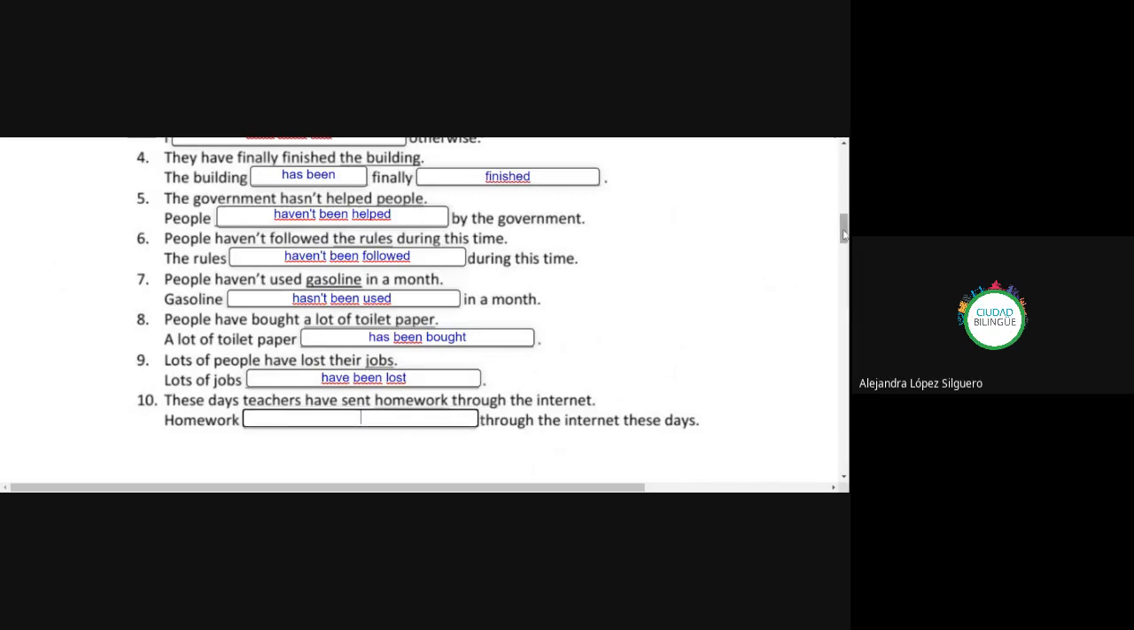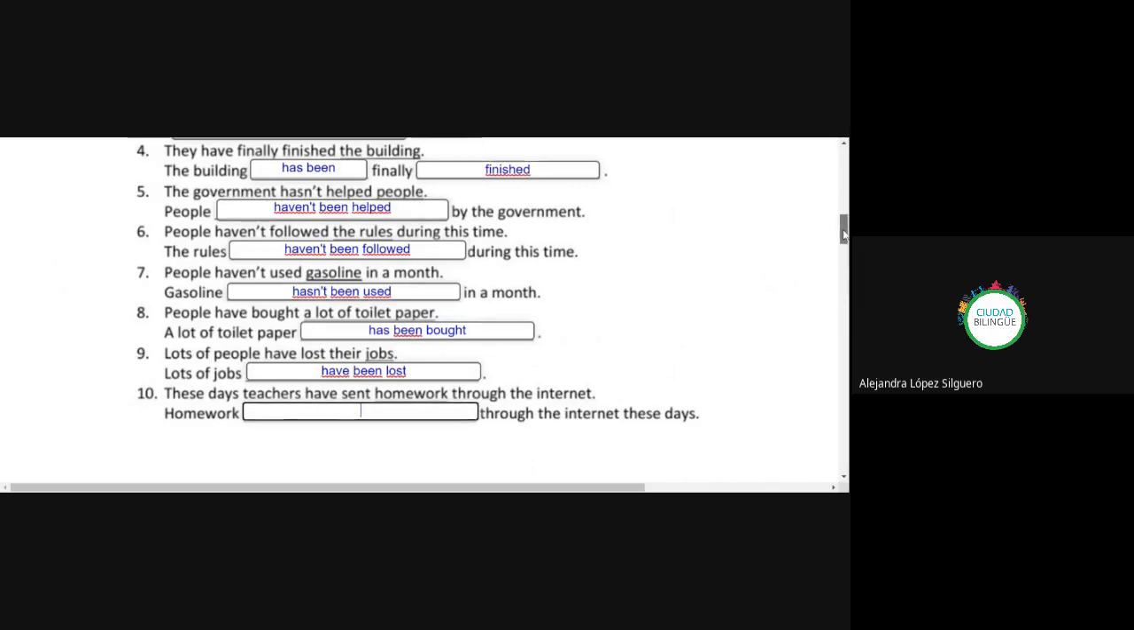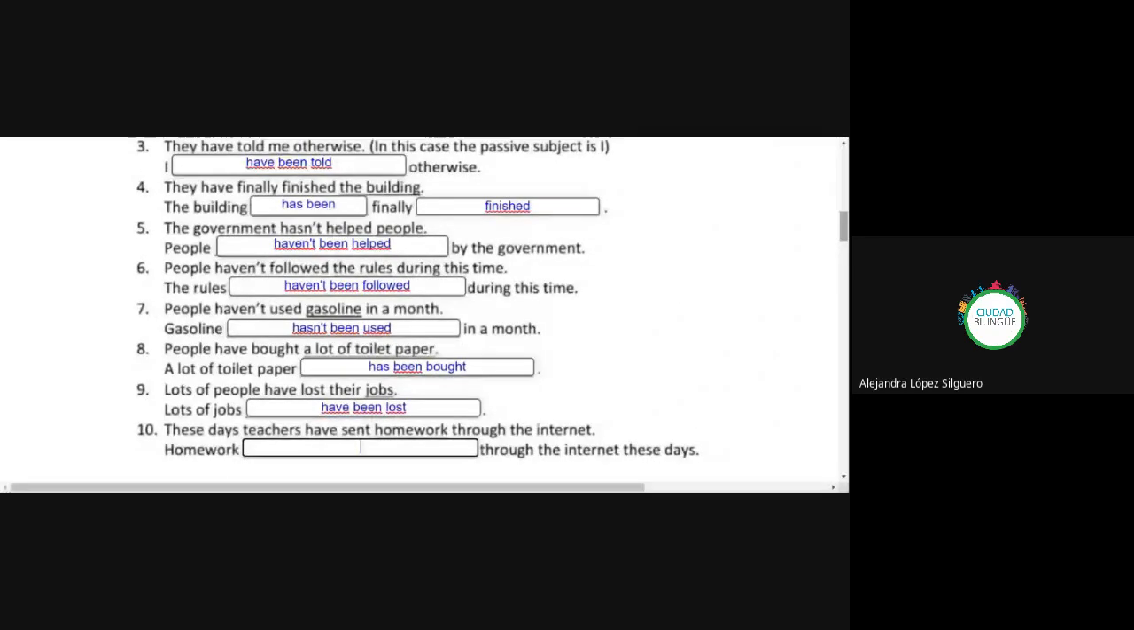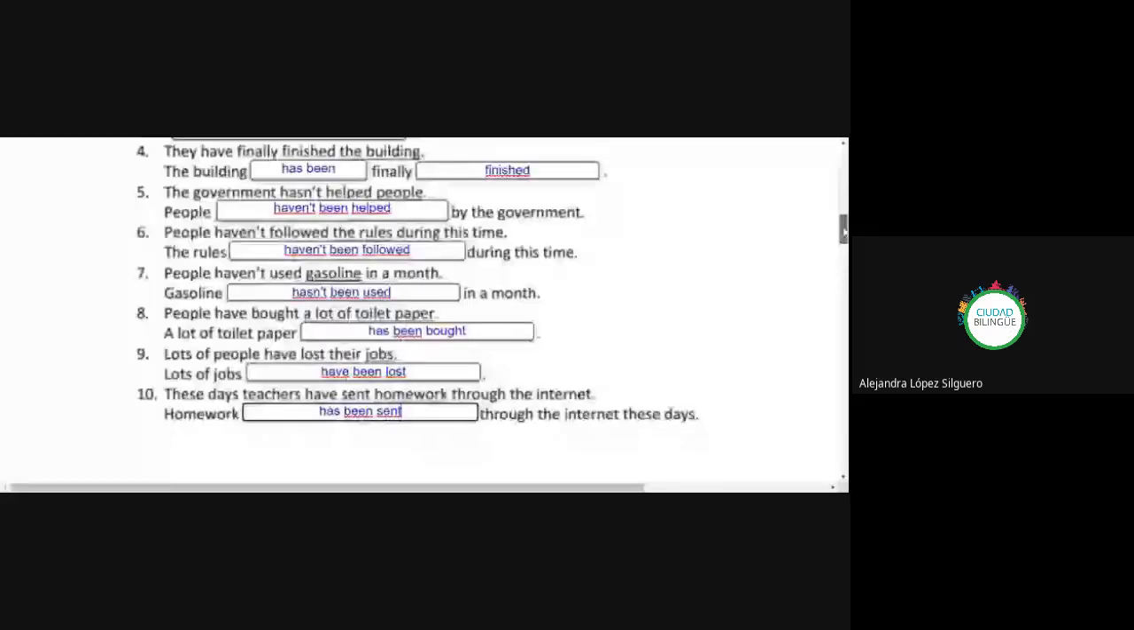And I think this is the last one, right? Yes. 10. These days, teachers have sent homework through the internet. And we have homework as the object, right? Homework through the internet these days. Very good, Israel. Homework has been sent through the internet these days. Excellent. And I think that's it. Yeah, very good. You did it. Excellent.